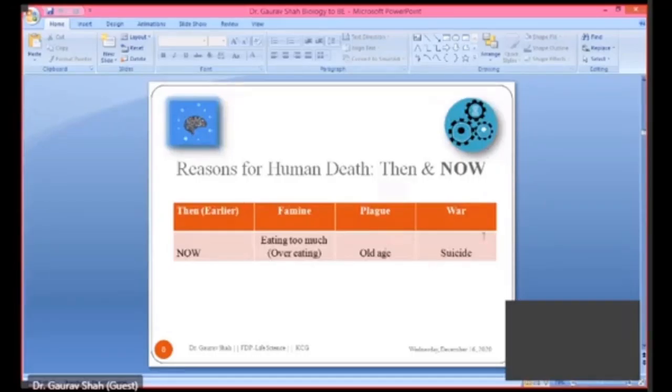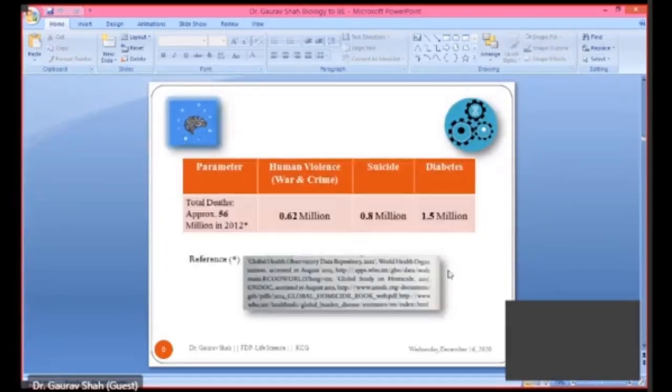Nowadays, a very serious case is that death is because of suicide. And I have data, I have references related to that. So it has been replaced from famine, plague, and war, to overeating, old age, and suicide. So what is the important thing? Now, this data is quite old, eight years back, 2012. But this was the perfect data with reference I was having, so I have tried to incorporate this.